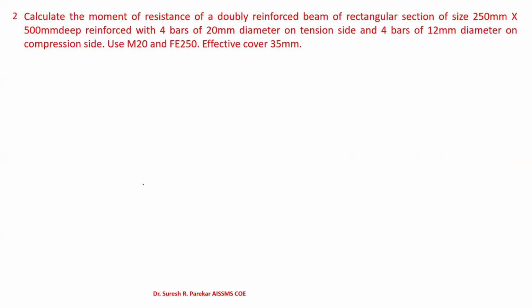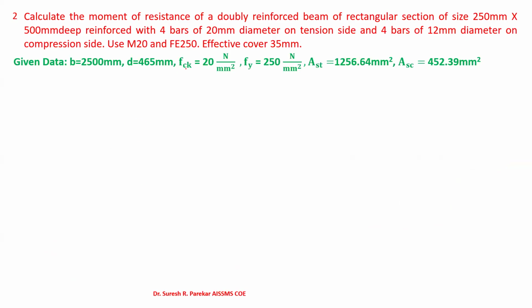Then the second problem, again for Fe 250 only. So again we are going to first assume, that is we have the value of b 250. Then D 35 mm cover is given, so it goes to 465. fck 20, fy 250. Steel we have given, that is 4 bars of 20, so it comes 1256, and 4 bars of 12, which will be 452.